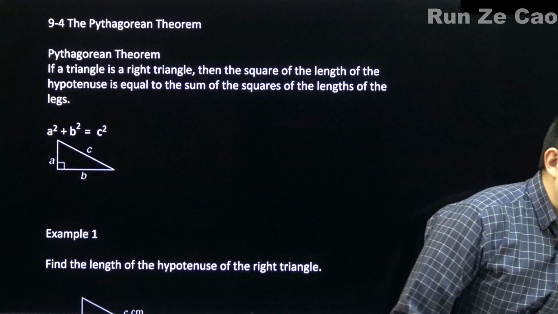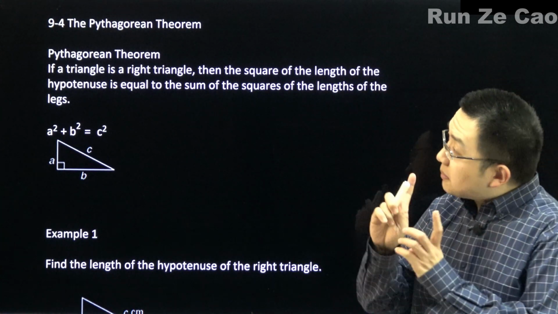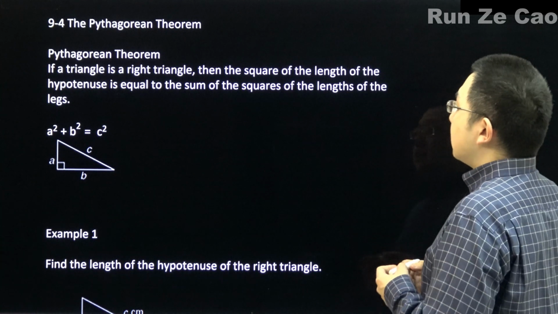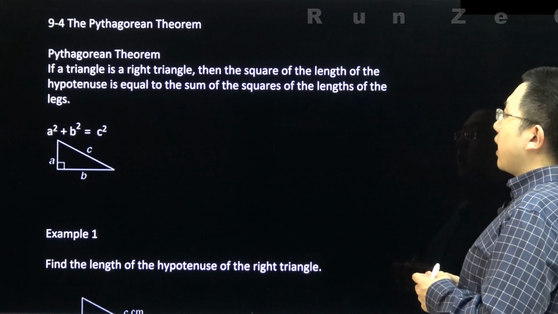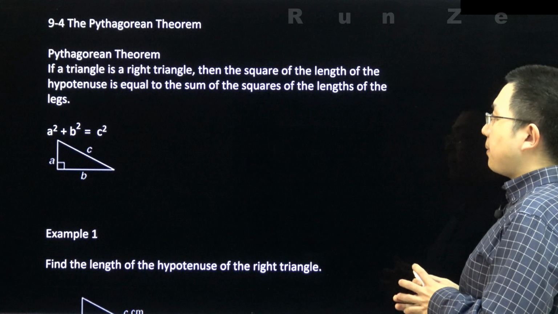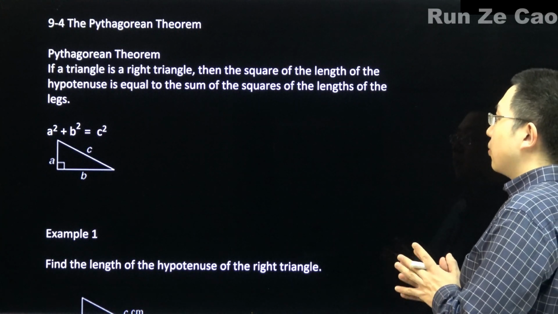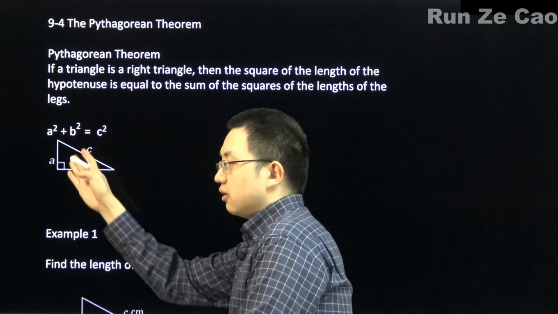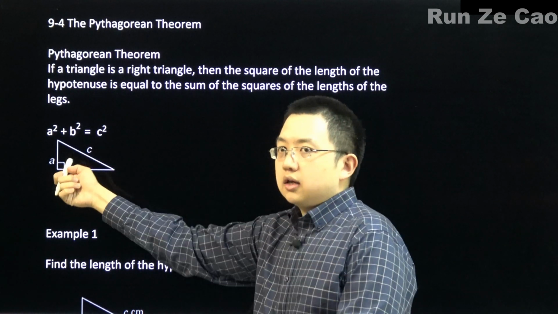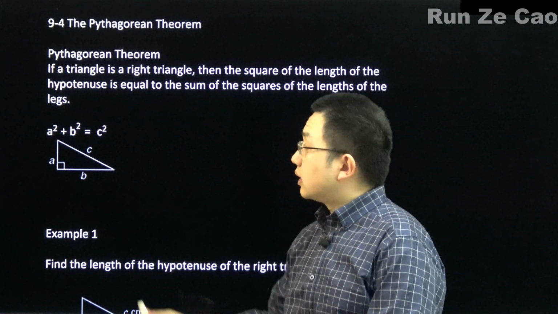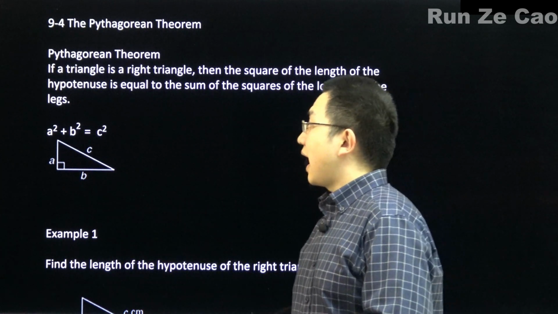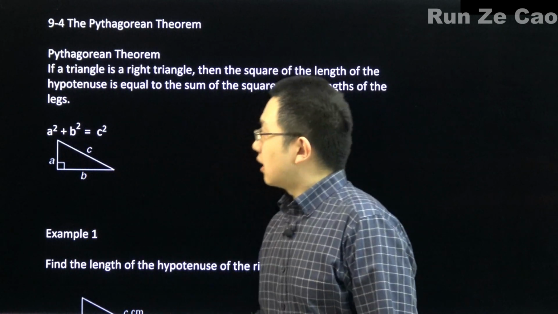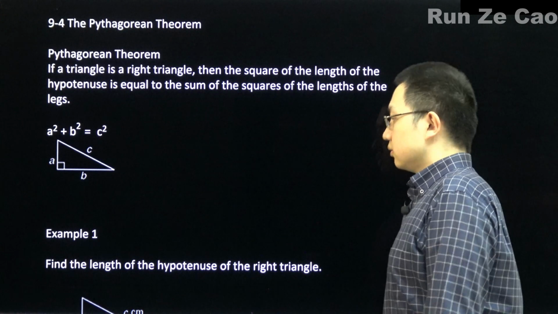Now, the Pythagorean theorem, which goes by many different names depending on which cultures you come from, states that if a triangle is a right triangle, then the square of the length of the hypotenuse is equal to the sum of the squares of the length of the legs. In other words, if you have this right triangle, you take the squares of the shorter sides, which are next to the right angle, you add them together and you get the square of the long side. A squared plus b squared equals c squared.